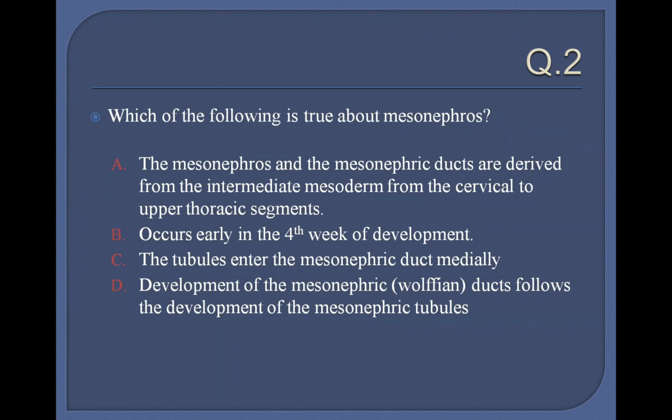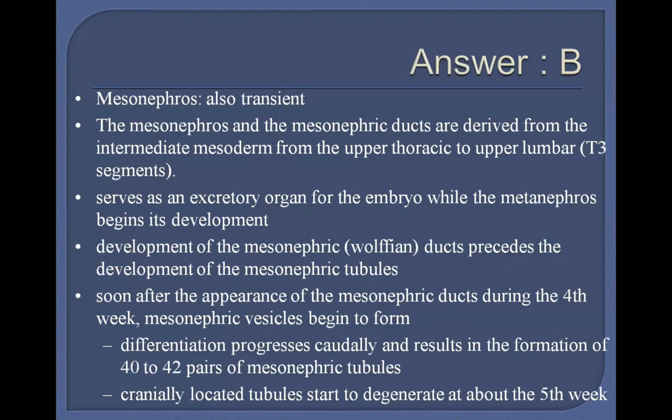Priyanku? Sir, the answer is actually B. I have got it occurs early in the 4th week of development. C is wrong because the tubules enter the duct laterally, not medially. And D is wrong because development of the mesonephric ducts precedes the development of mesonephric tubules, as per the explanation.